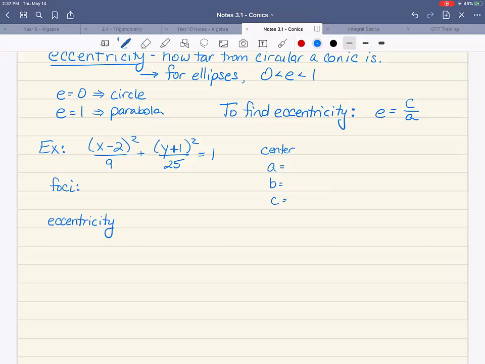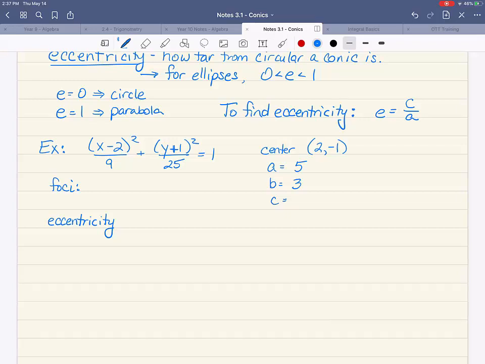So the center for this one, remember your rules from last time, +2, -1, insiders lie. Also remember that a is larger than b all the time here. So a is the square root of the larger denominator, which is 5. b is 3.